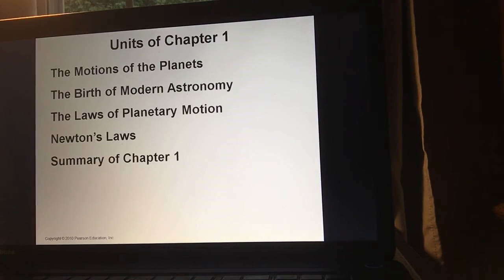Today we're going to talk about a new chapter. So in this chapter, we are going to cover several materials. The first thing we're going to talk about is the motions of the planets, and then we are going to discuss a brief history of astronomy. And after that, we're going to focus on several laws related to planetary motion. One is Kepler's law, the other one is Newton's laws, and then finally we're going to talk about Newton's gravitational law.